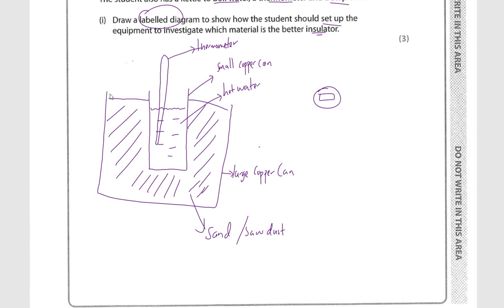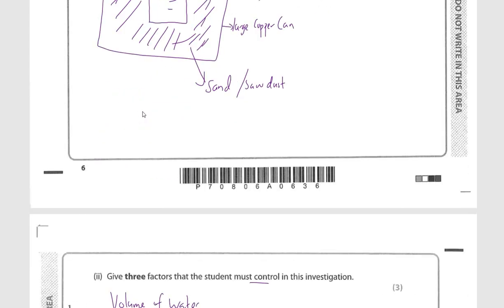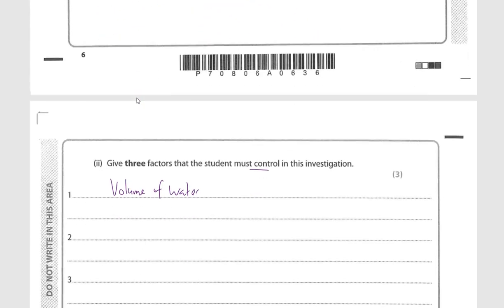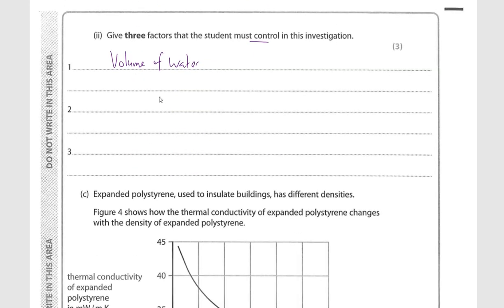For example, let's say we used this much sand all the way around, then we need to make sure that we're using the same amount of sawdust all the way around. So we can't use less or more. We can just say pretty much the volume or amount of sand must equal the sawdust. So these two must be the same in this particular case.